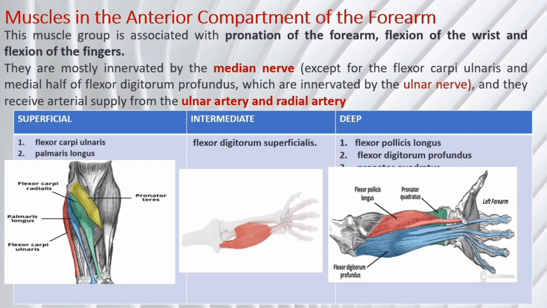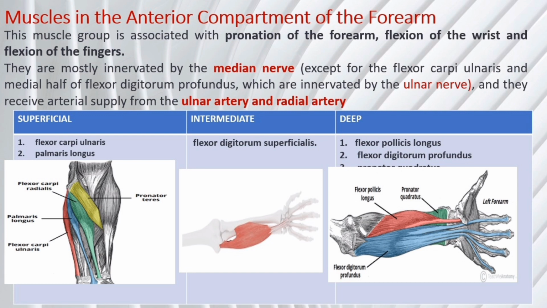Superficial compartment. The superficial muscles in the anterior compartment are the flexor carpi ulnaris, palmaris longus, flexor carpi radialis and pronator teres. They all originate from a common tendon, which arises from the medial epicondyle of the humerus.